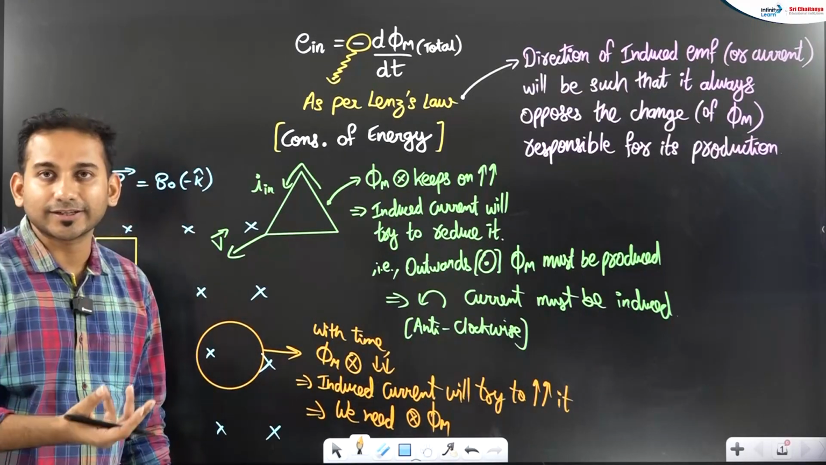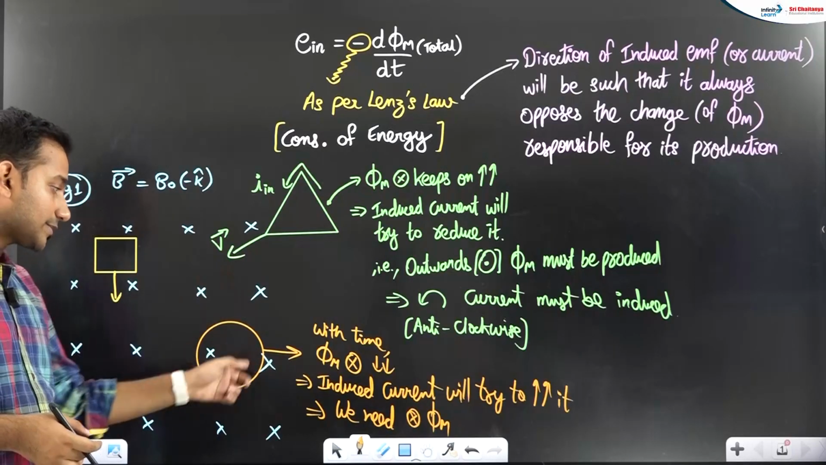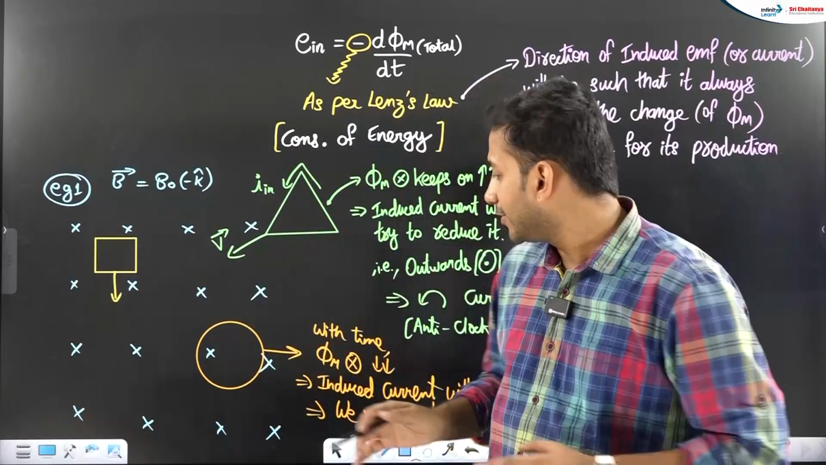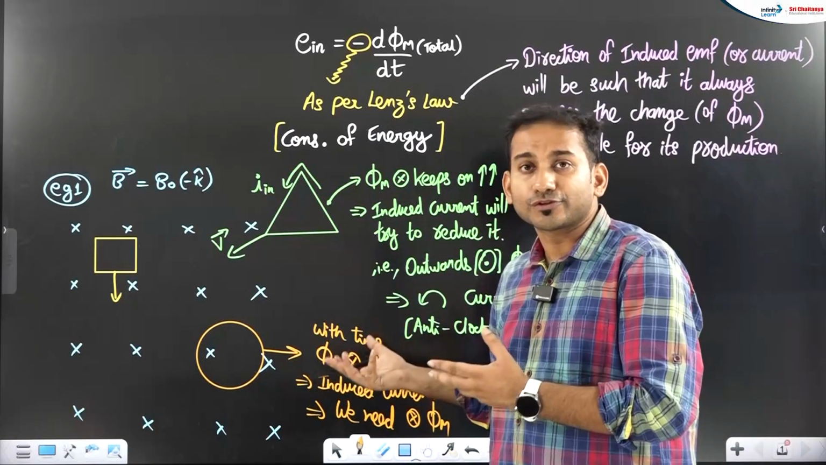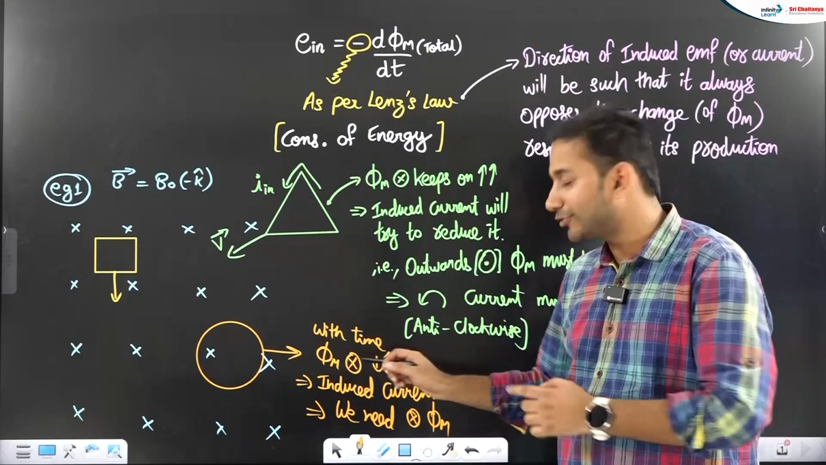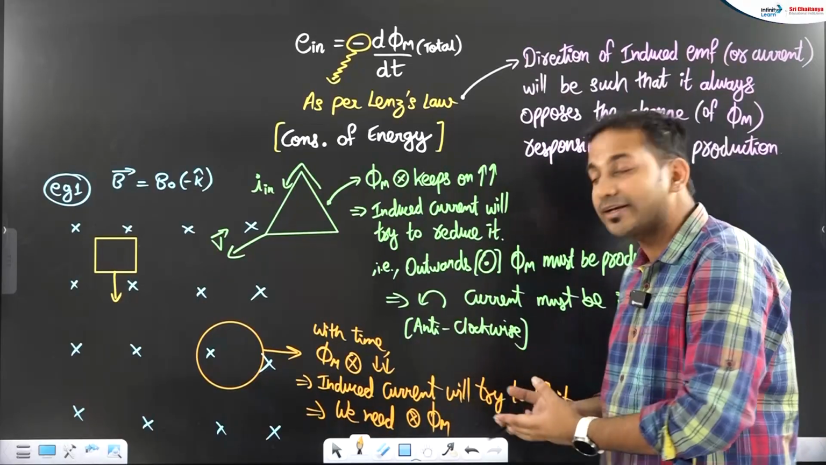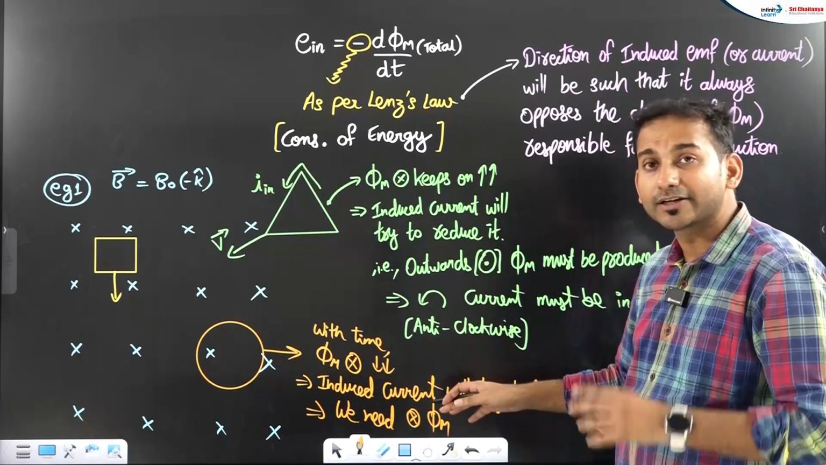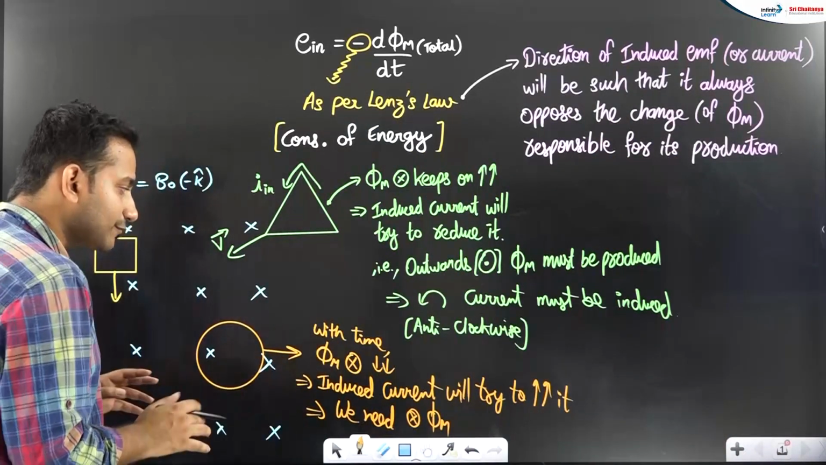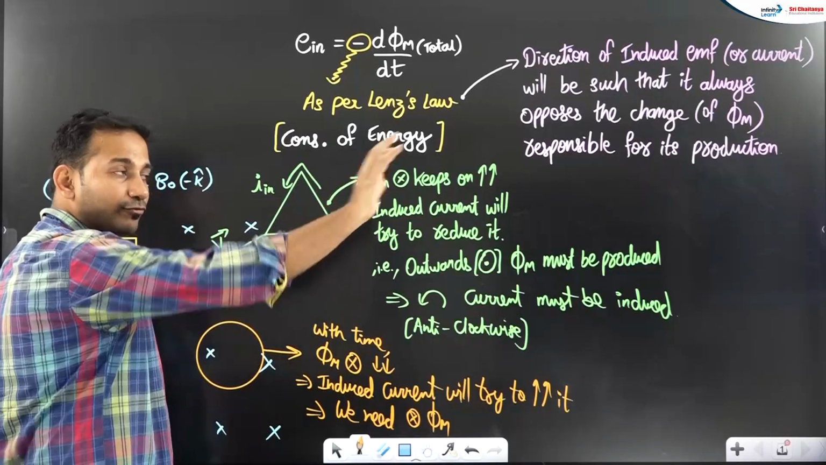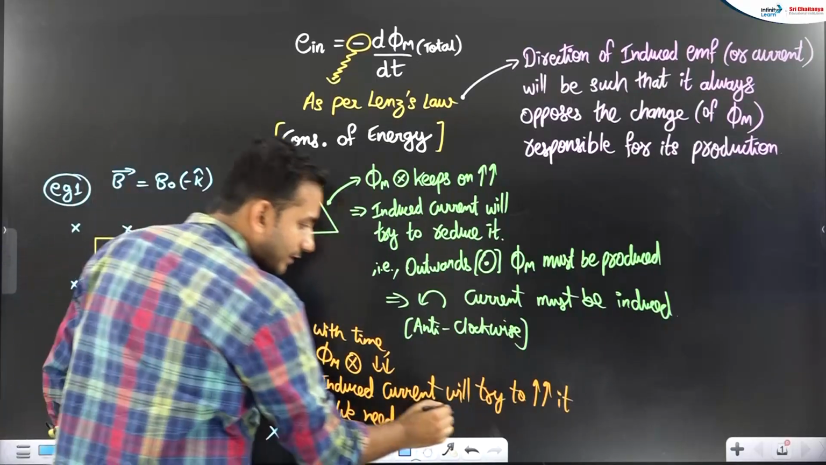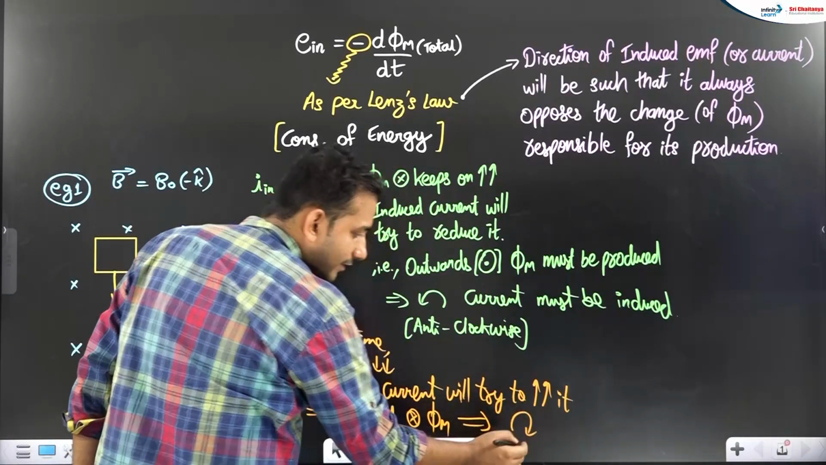And if the flux is decreasing, EMF will be induced. The loop is closed, so current will be induced. But this induced current will oppose the change which was the reason for its production. So decrease in the magnetic flux was responsible for producing the current, so the induced current will try to oppose the change. Means if decrease is the reason, it will try to increase it, which means we need cross magnetic flux. And from the right hand thumb rule, if we need the cross magnetic flux, the current direction must be clockwise. This implies clockwise induced current.